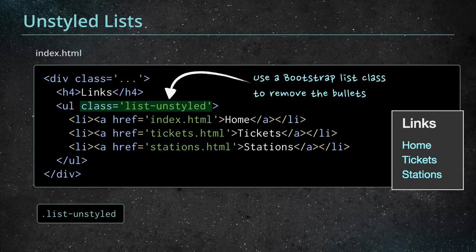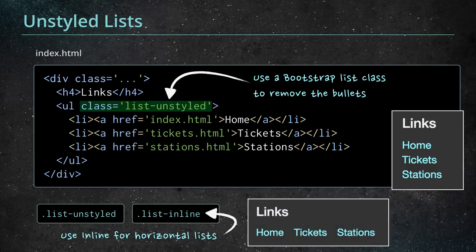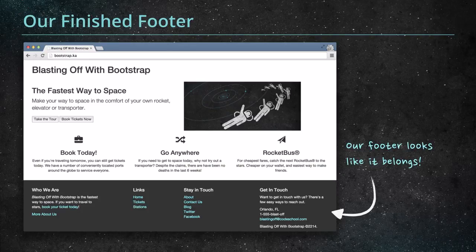Bootstrap has another list class that's helpful called list-inline, which will do the same thing as list-unstyled, but also causes the LI elements to show up horizontally rather than vertically. To check out our finished footer, we'll open this page up in a browser and see that our page is starting to really take shape. Our bullet icons are all gone from the footer, making it much easier to read. Besides that, the icons that we added and that lead text all help to make different parts of our page stand out.